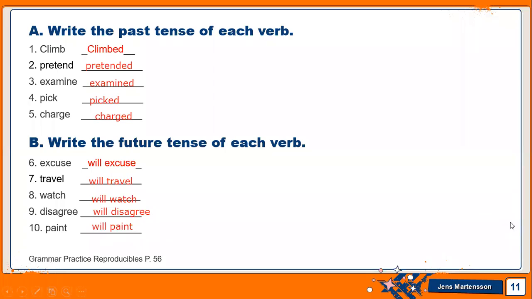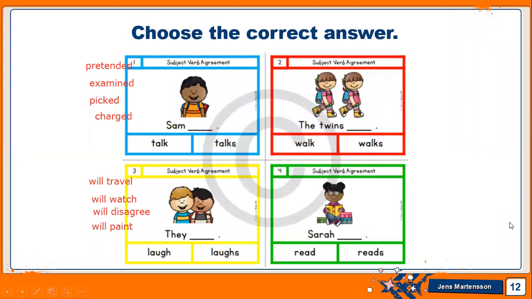Now it's time to move to the second slide. Oh, we need to remove the annotations. So here, I want you to look at these sentences in each box, and I want you to choose the correct answer. So the question is, do I say Sam talk or talks? Do I say the twins walk or walks? Do I say they laugh or laughs? And do I say Sarah read or reads? So I want you to take a moment for yourself and think of them and choose the correct answer.